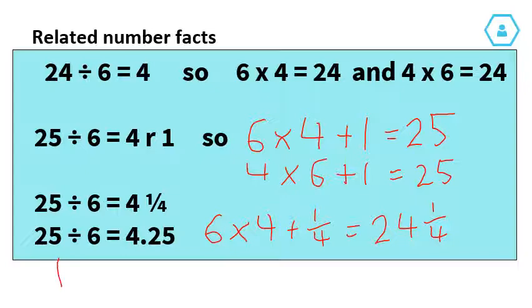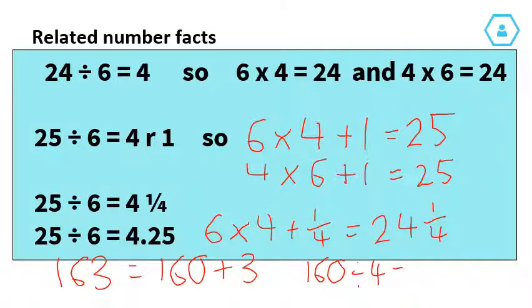So 163 is the same as 160 plus 3. 160 divided by 4 equals 40. So 163 divided by 4 is going to be 40, with my extra 3 as the remainder, remainder 3, and there you go. It's actually quite a useful tool, a powerful tool, to do that mental division.